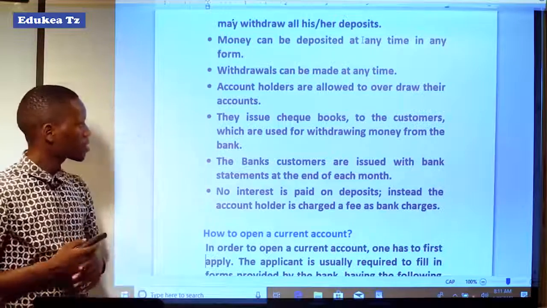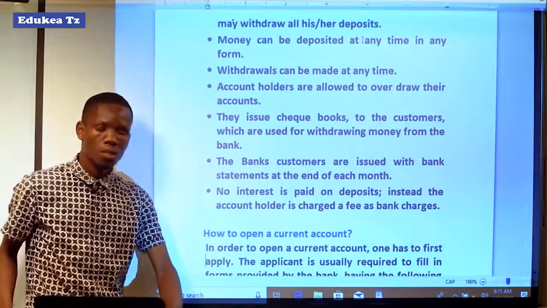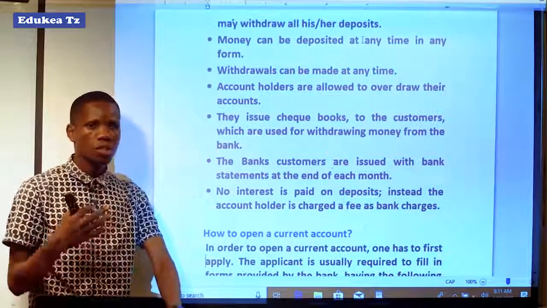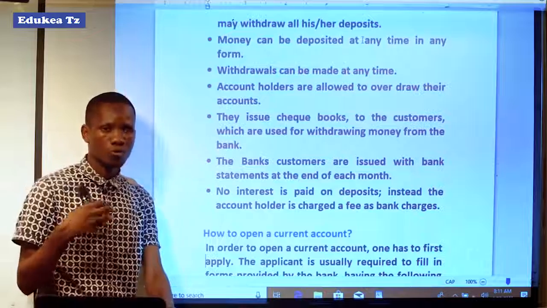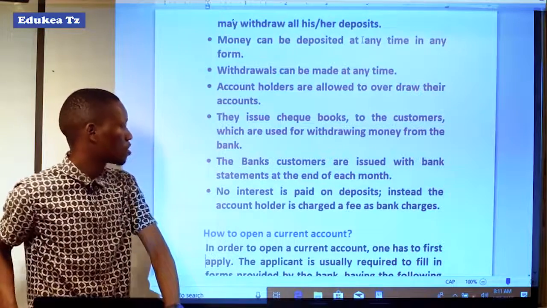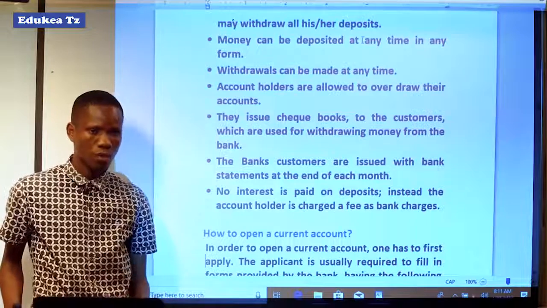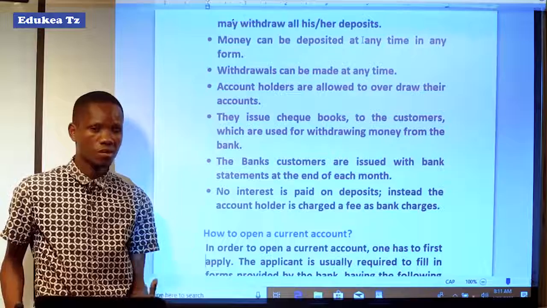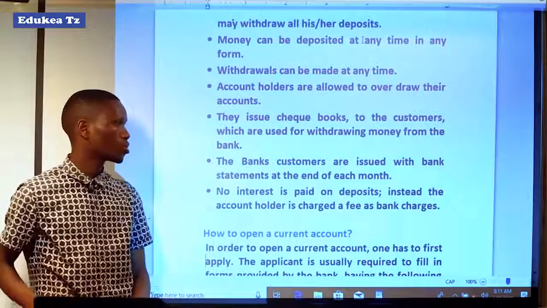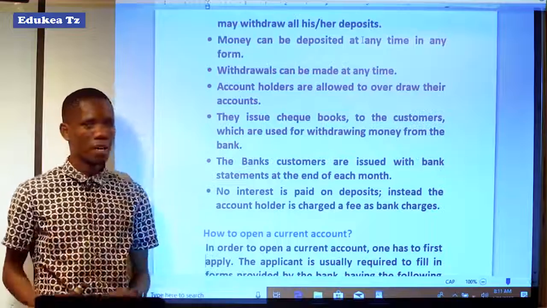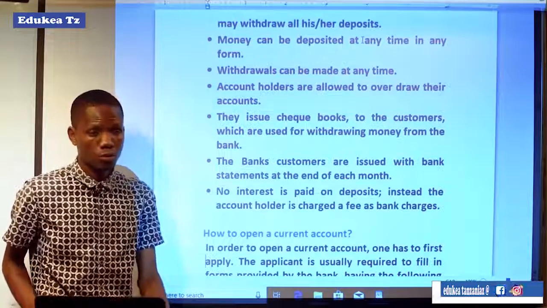Another feature is that withdrawals can be made at any time. In a fixed deposit account, there are no further deposits, and withdrawals are not allowed before the expiry of the deposit. But in this type of account, withdrawals can be made at any time. The account holders, that is businessmen, organizations or institutions, are free to withdraw their money, even all their money, at any time. There is no fixed time for them to withdraw money from their accounts.